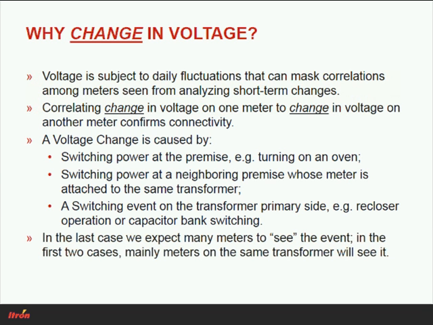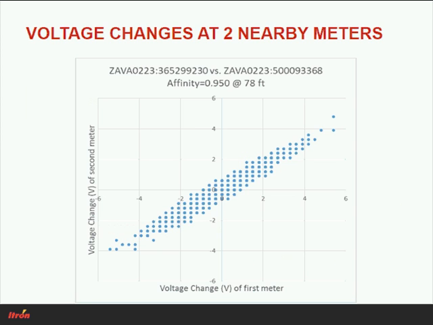Let's see what these voltage changes actually look like. We're going to see now a plot of 2 meters that are on the same transformer, and on one axis is 1 meter, and on the other axis is the other meter. And as you can see visually, there's quite a good correlation.